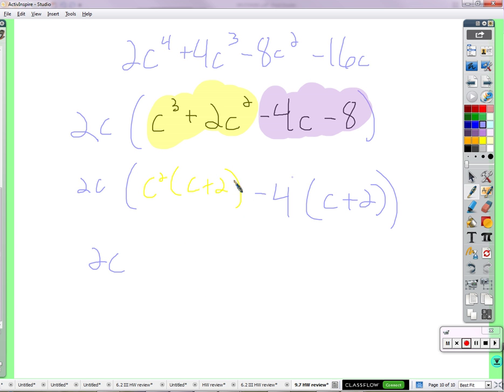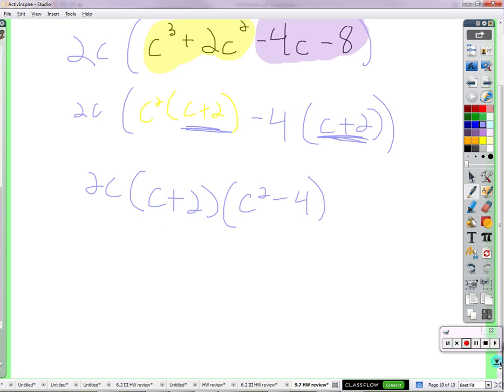Okay. And so inside here, we factor out the C plus 2 from both of these. Here it comes. Outside of the parentheses comes the C plus 2 factor, what's left is C squared minus 4. That's right. And then, one last thing that can be factored. You see anything else that can be factored?